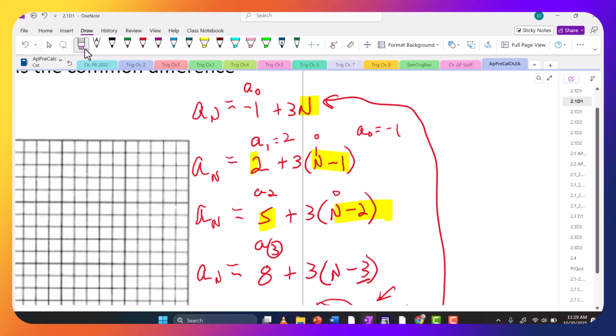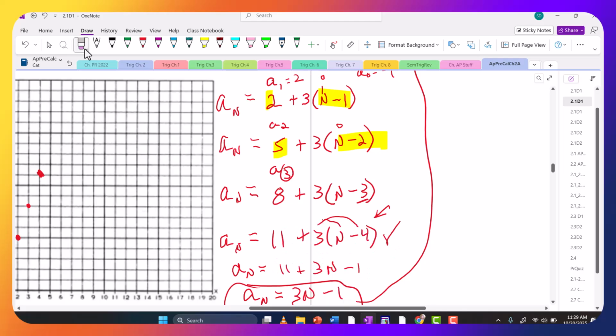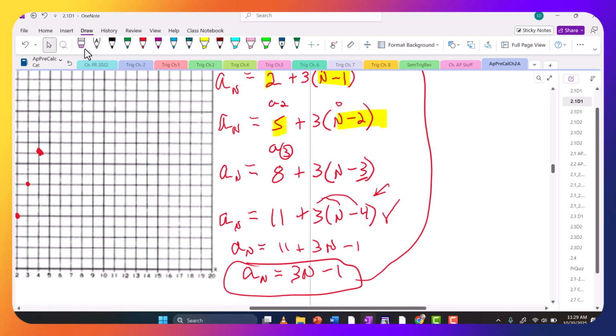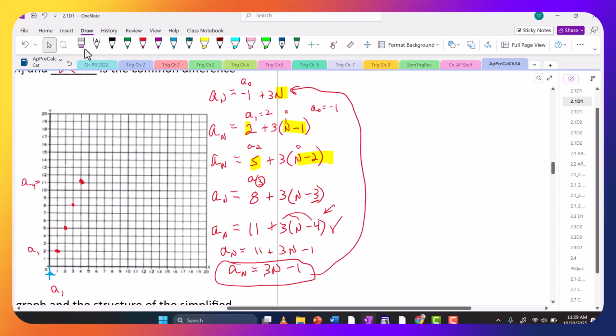But wait, there's more. I could start with the third term, but then n minus 3 away. Or I could start with the fourth term, and then I went ahead and solved this one. So the fourth term was 11. And then notice when I distribute and add, that fourth formula turns into the first formula by simplification. So it's proof that all of these formulas say the exact same thing. They're able to generate my terms. But it gives us options depending on what terms are given, as long as you understand this.